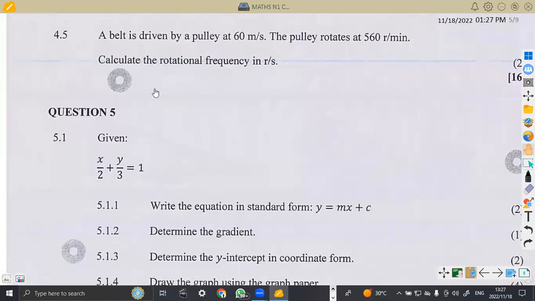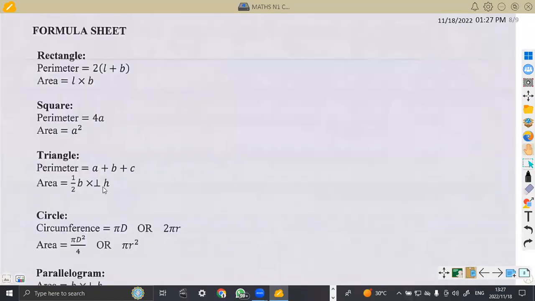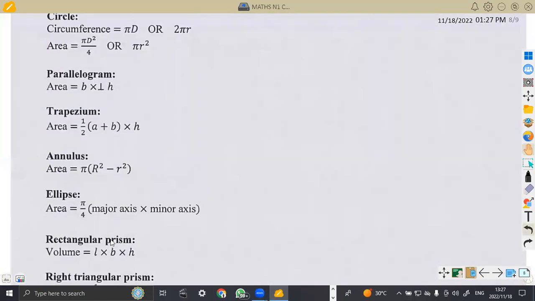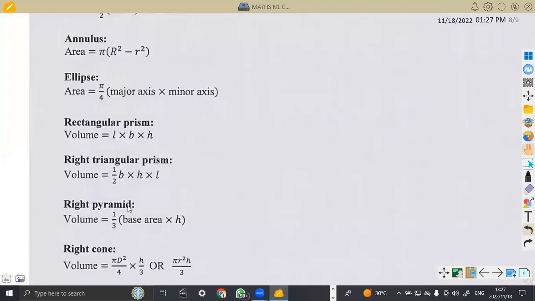4.5, we are given that a belt is driven by a pulley at, that is the speed, and we are given the rotational speed, which is in revs per minute. Calculate the rotational frequency in revs per second. All right, so what we are asked to do is to calculate the rotational frequency. So here, we just have to apply our formulas. Now, let me cross-check on your formula sheet if we have got a formula which is directly on that so that we can use it, or we are not given that at all. So we have to cross-check.